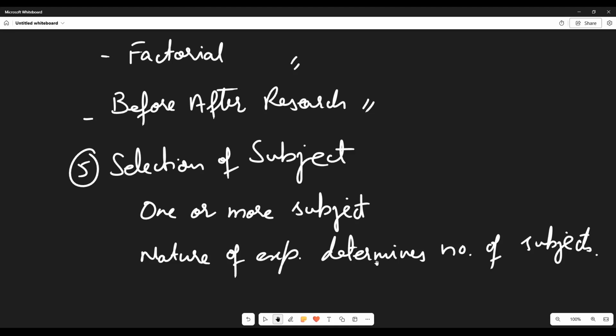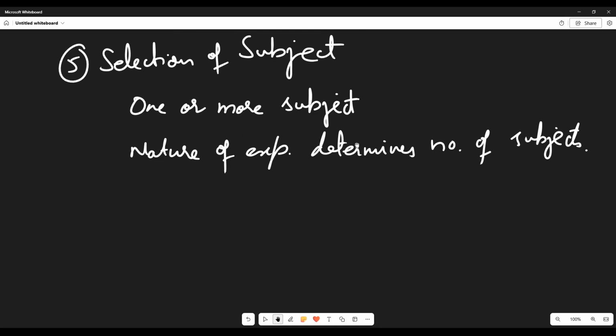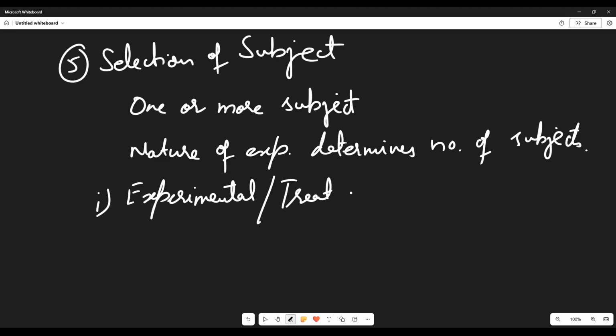Generally, subjects are divided into two groups for comparison of the results. These two groups are the experimental group or treatment group. This group of subjects receives the treatment whose results are being found. Treatment means application of independent variable, or IV.